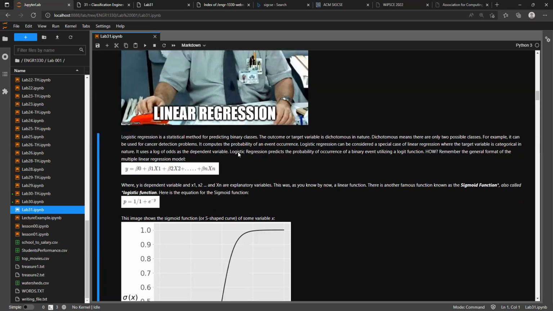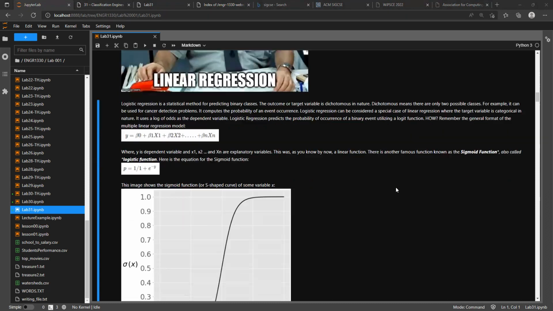Okay, so the logistic regression function predicts the probability of occurrence utilizing a logit function. So if you remember, the general regression model looks like this. And if we wanted it to be linear, we just used this part and set the rest of the betas to 0. If we wanted it to be quadratic, we keep going with the B2 and so on and so forth. And we also had the exponential and blah, blah, blah.